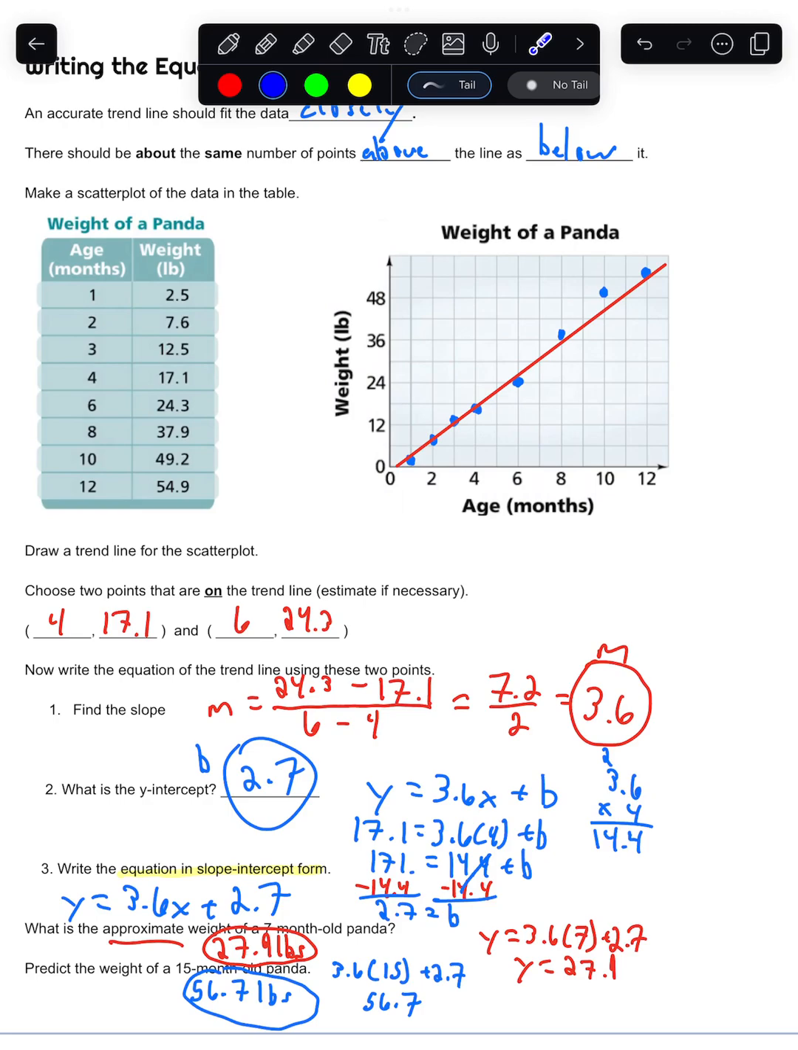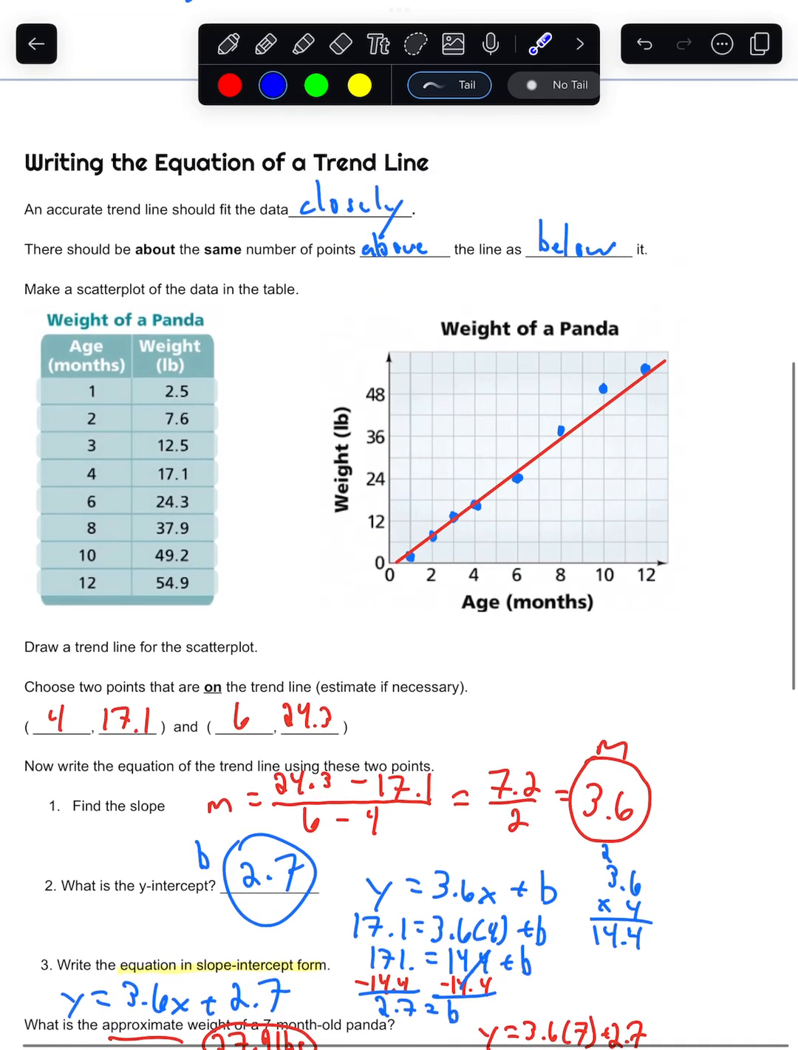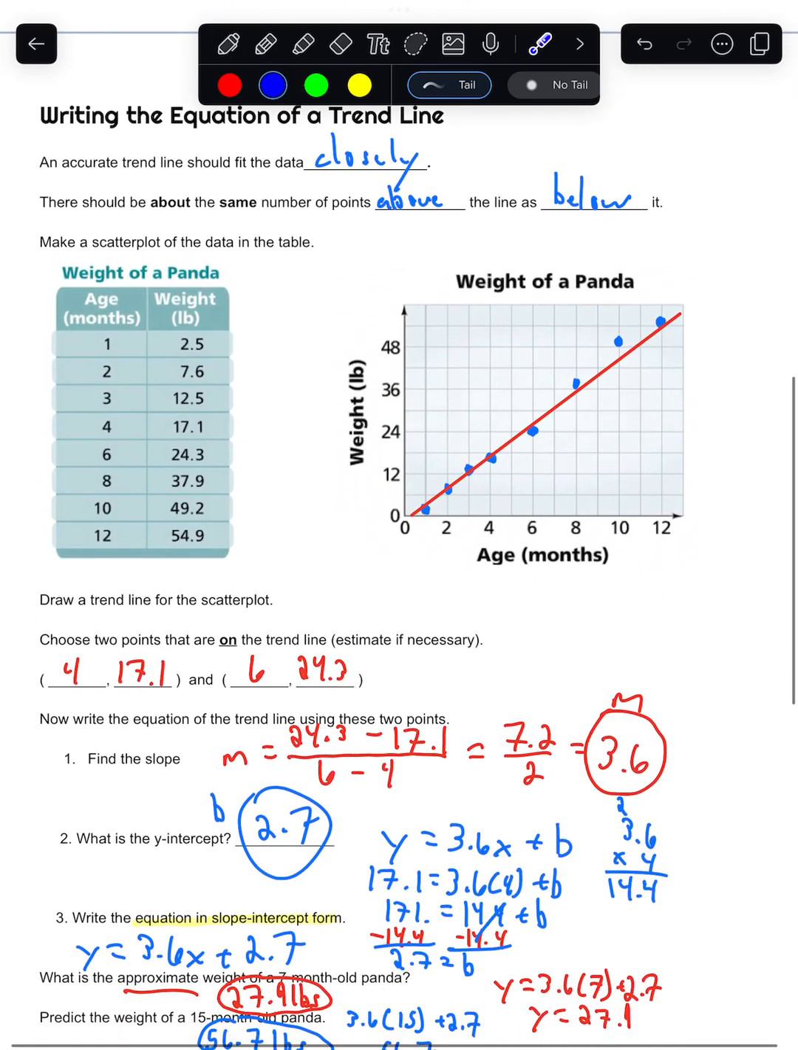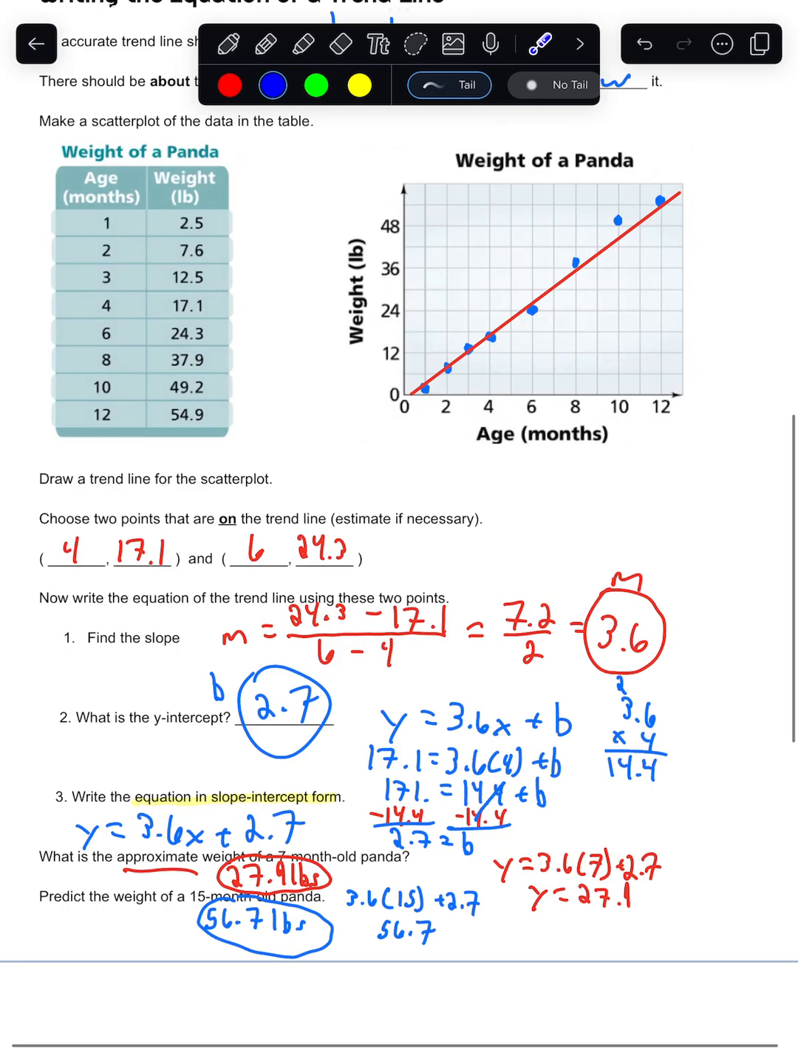So from scatter plots, identify what type of correlation, so positive, negative, or none. Know that a trend line is one you just draw, so you can make somewhat of an accurate prediction. But then the line of best fit is an equation that creates a line that's way more accurate, because it uses actual calculations from your data.